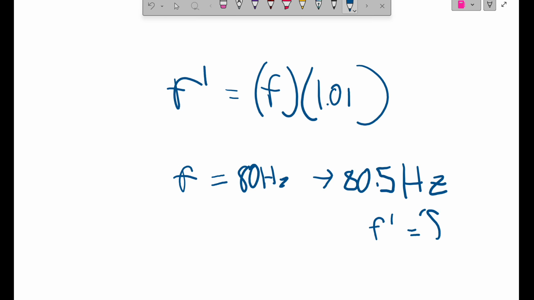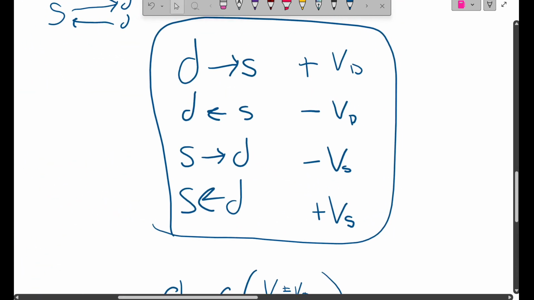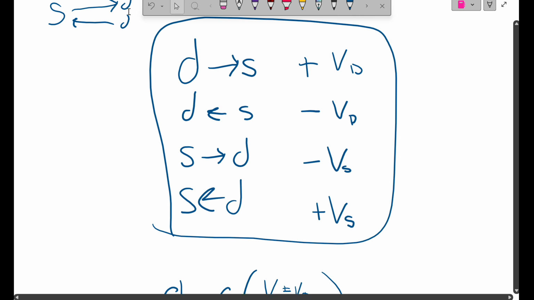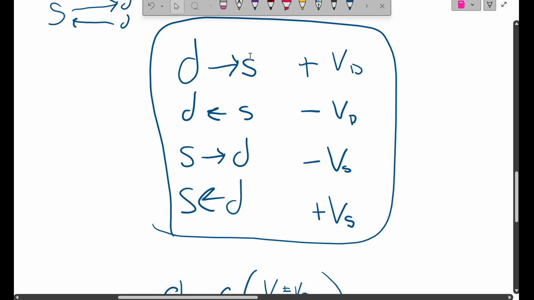So it's very important to have your signs down. Definitely have something similar to that. The detector and the source can both move, and how that ratio is going to calculate will depend on how you set up the problem. So have that down. And typically, it's just the language of the problem that's going to determine which scenario you're in.